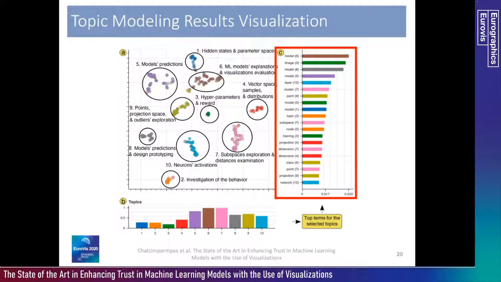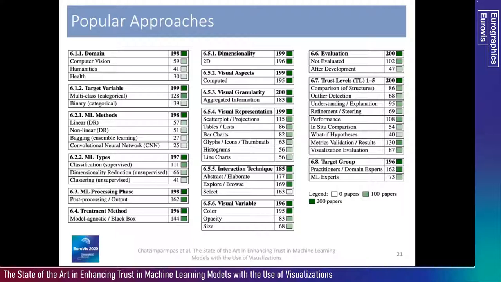From the final results of our categorization, we extracted the most popular and the most underrepresented approaches, based on the number of papers in each category. The vast majority of the papers address supervised learning, specifically classification problems, and in second position, dimensionality reduction and clustering, which belong to unsupervised learning. A few popular visualizations are bar charts and more traditional visual representations such as tables, lists, and matrices. They are usually paired with other simple instance-based exploration techniques. Color is the visual channel most commonly used for encoding information.